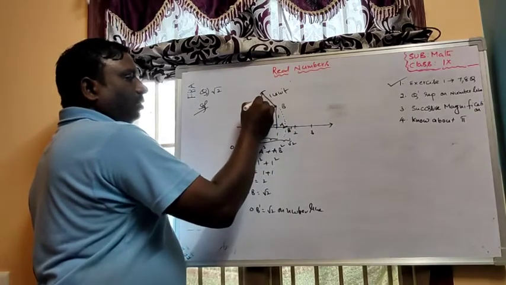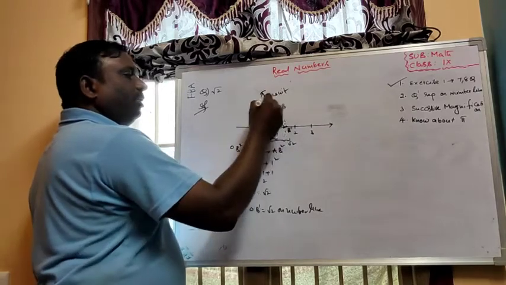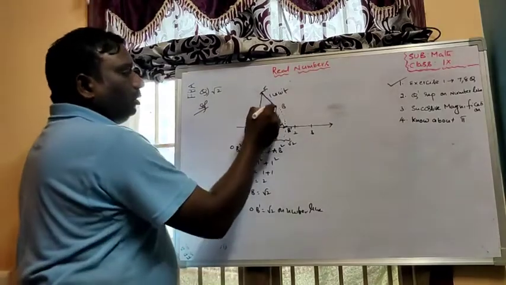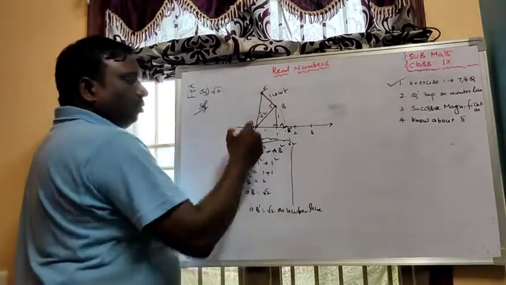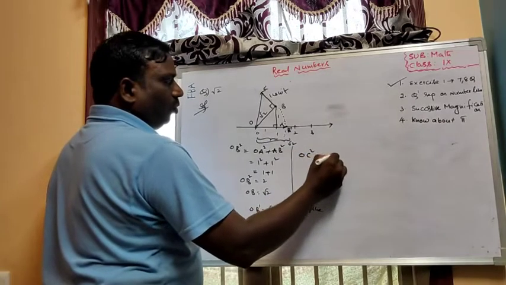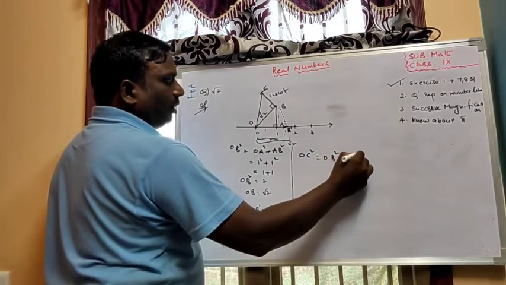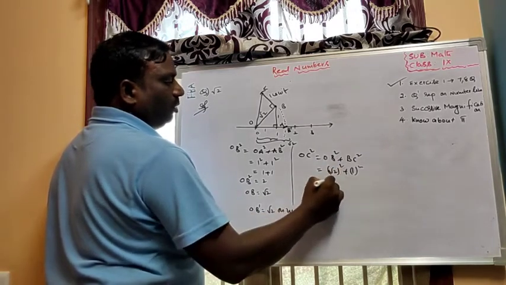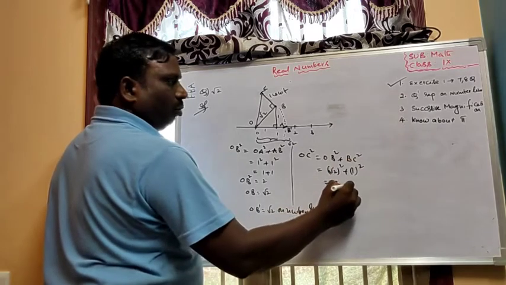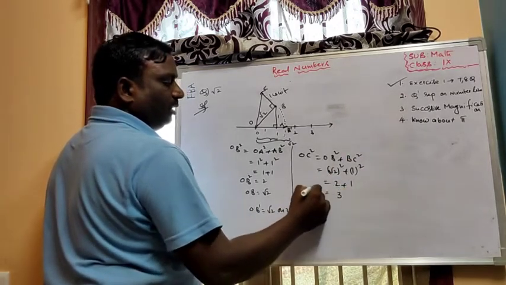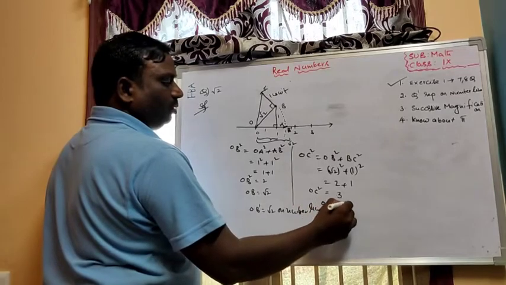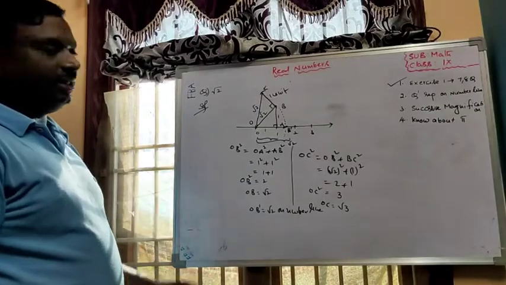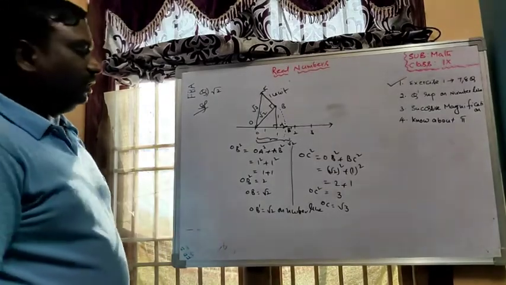Again join this one. If it is perpendicular, again there is one more right angle, that is OBC. So the sides are root 2 and 1. Again apply the Pythagoras theorem. OC square equals OB square plus BC square. So OB square is root 2 whole square plus 1 square, that is 2 plus 1, which is 3. OC square equals 3. OC equals root 3. Like this we can find root 3.